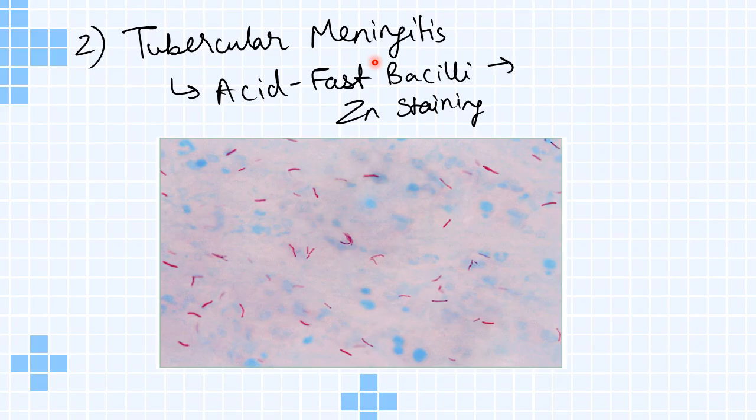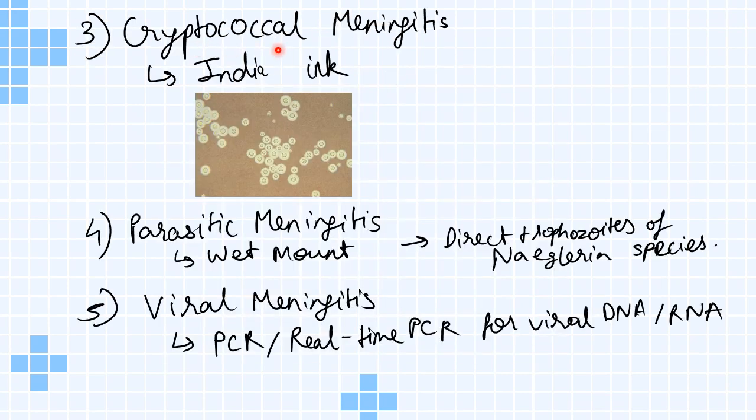For tubercular meningitis, Ziehl-Neelsen staining is performed. The presence of acid-fast bacilli supports the diagnosis of tuberculosis. For cryptococcal meningitis, India ink preparation demonstrates the capsule of Cryptococcus. For parasitic meningitis, wet mount examination can detect trophozoites of Naegleria species. For viral meningitis, PCR or real-time PCR is used to detect viral DNA or RNA.